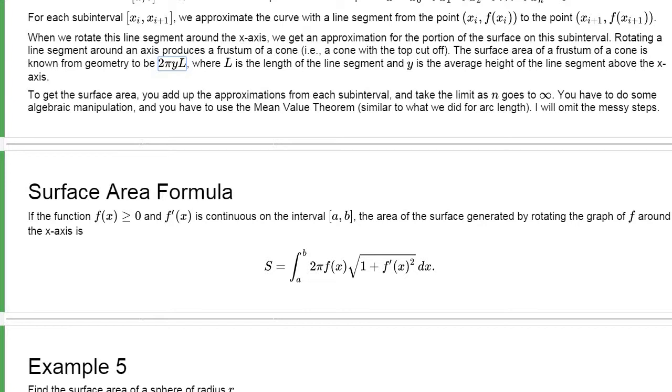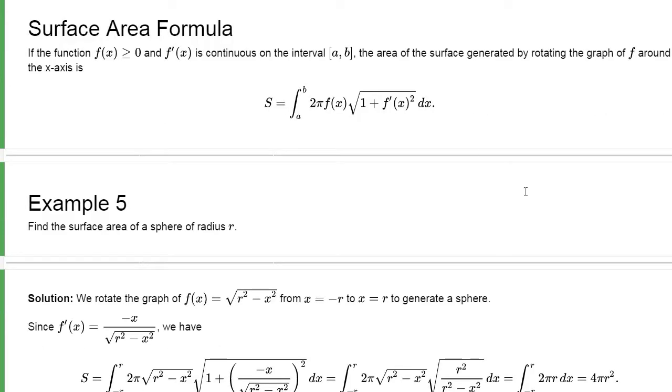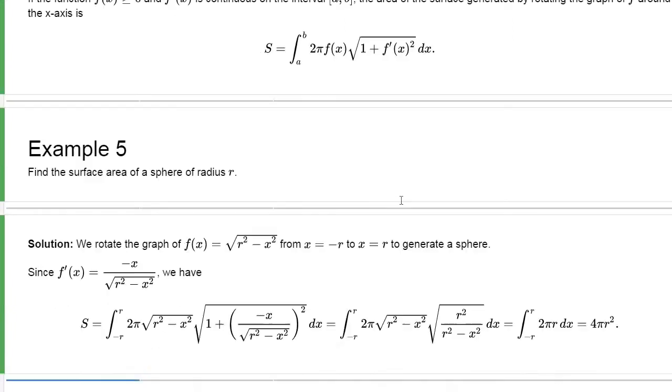Okay, again, I'm going to assume that f prime is continuous from x equals a to x equals b, which will guarantee that this integral will exist. Okay, let's go ahead and use this formula in an example. Find the surface area of a sphere of radius r. Now that surface area is known from geometry. You don't need calculus for that, but let's make sure that the answer agrees. So here's our surface area formula.